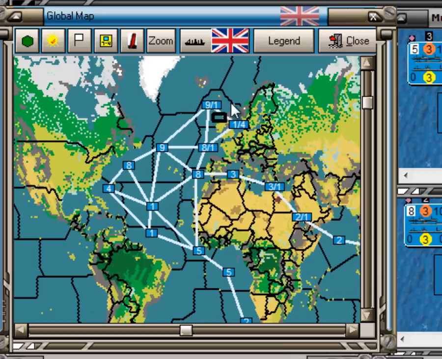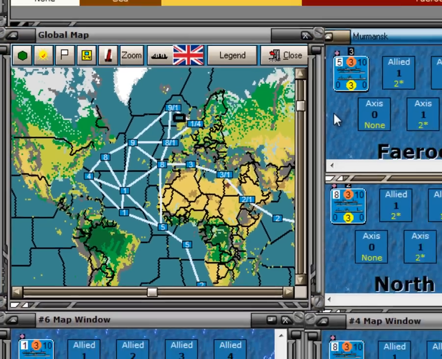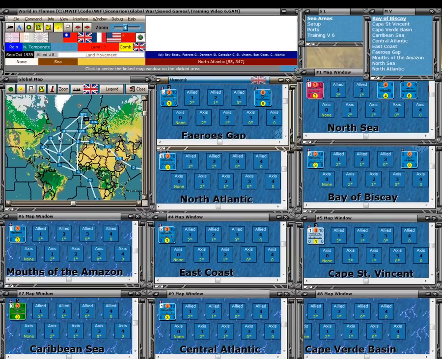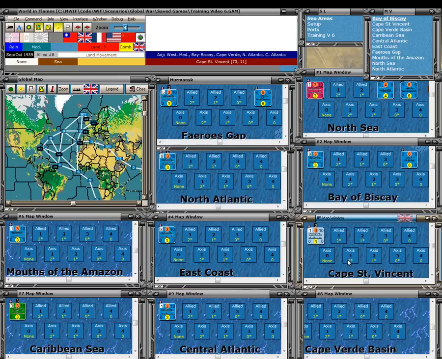And what these map views correspond to are each one of the sea areas in the Atlantic. So the Faroes Gap is here, and then there's the North Atlantic and the East Coast and the Caribbean. The mouths of the Amazon is down here. The Central Atlantic is over here. And so what this screen layout lets the Commonwealth player do is see both his convoys and overview on the global map, but also all of the detailed information as to what units are actually in each of these sea areas.